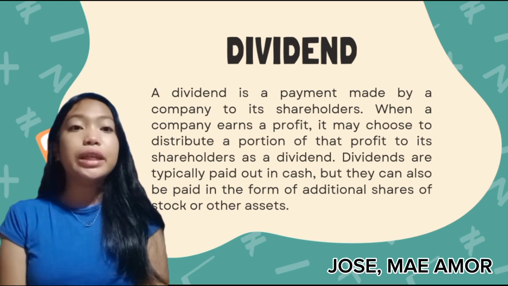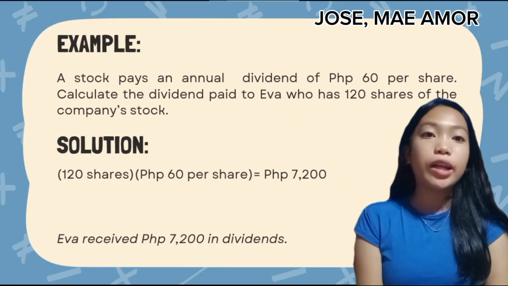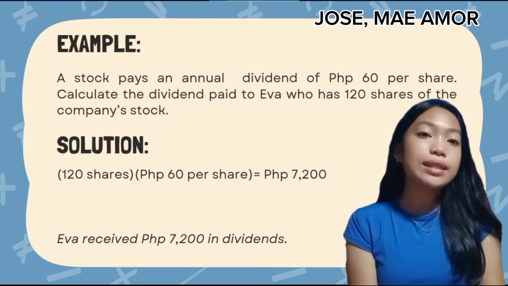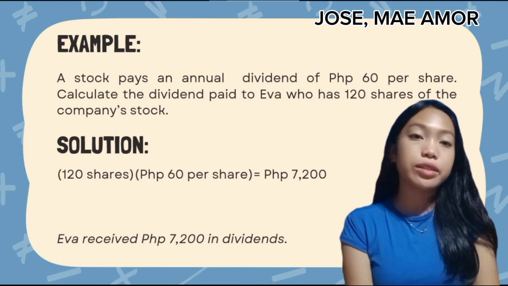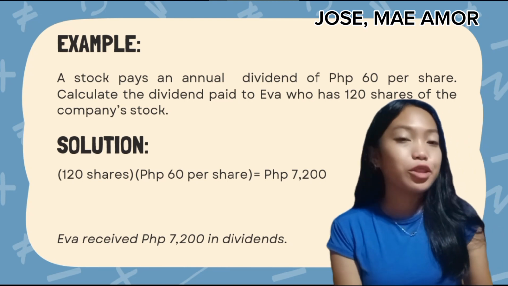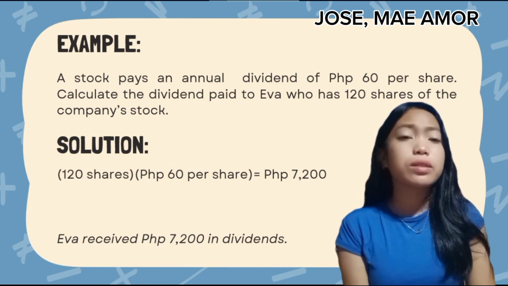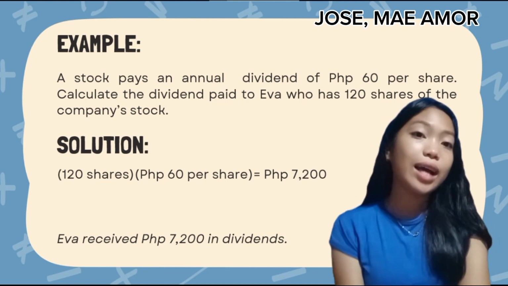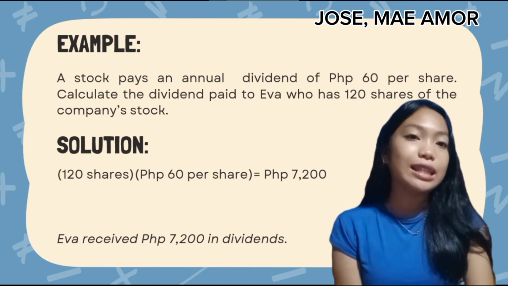As I said earlier, as a stockholder, you have a share in the profit or losses of the company. Now, the company may distribute profits to the stockholder in the form of dividends. For example, a stock pays an annual dividend of 60 pesos per share. Calculate the dividend paid to Eva, who has 120 shares of the company's stock. 120 multiplied by 60 is equal to 7,200. So, Eva will receive 7,200 pesos in dividends. Again, class, we just have to multiply the given numbers to solve the dividend.